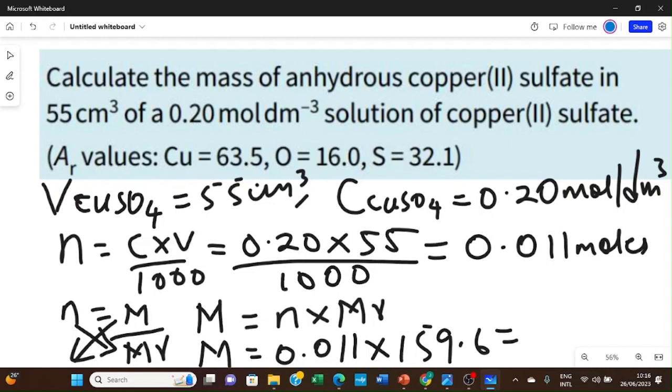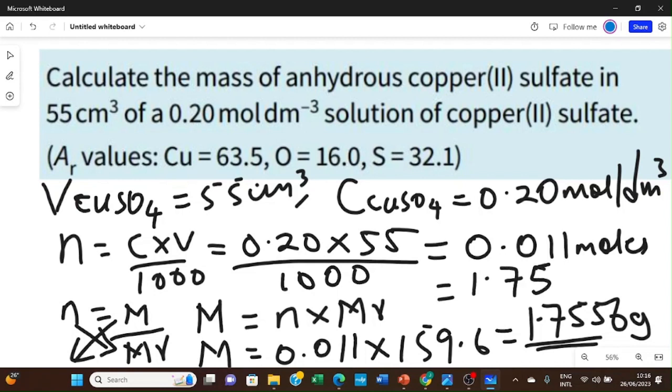So you now have 1.7556 gram. So approximately 1.756 gram of copper 2 sulfate, CuSO4. So as you can see, it's as simple as ABC.